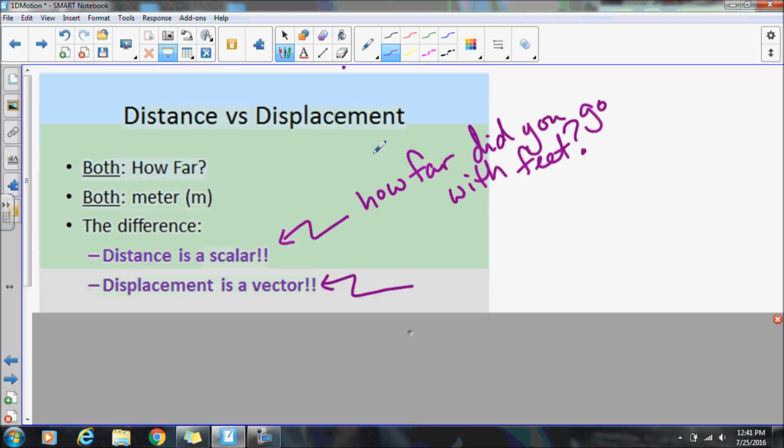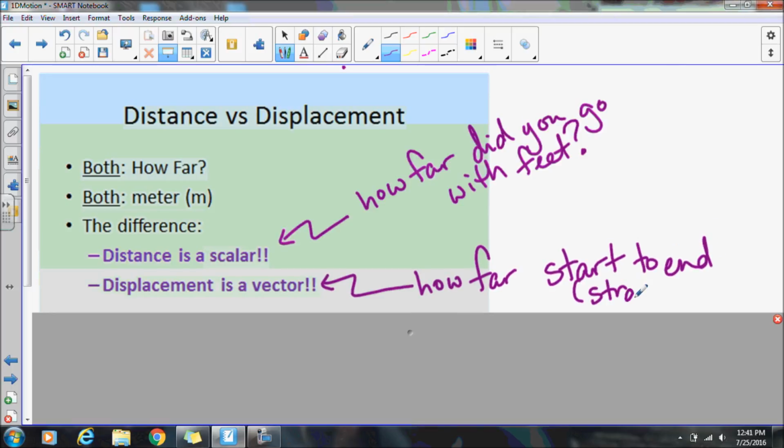Displacement, the difference is how far from start to end. And this is in a straight line. So if you start at your house and you end, say, at Walmart, displacement only cares about how far away you are from your house. You draw a straight line from your house to Walmart, and that length is your displacement.